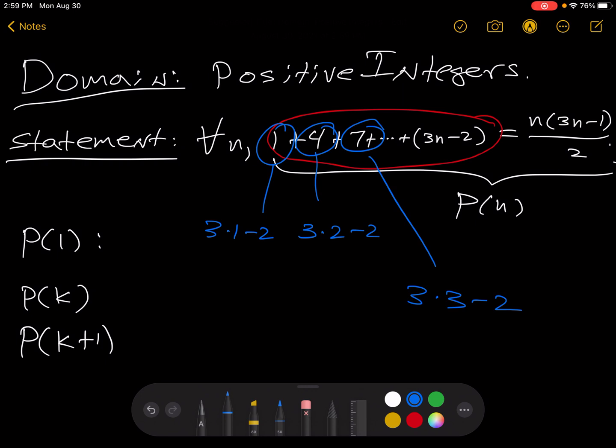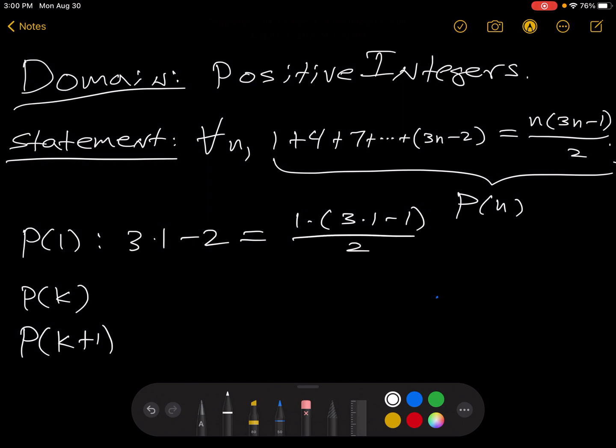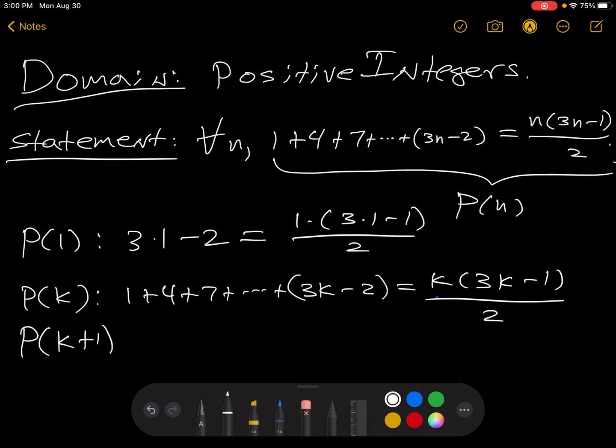Okay, so P of 1 is just 3 times 1 minus 2 is equal to 1 times 3 times 1 minus 1 all over 2. That's P of 1. P of k is replacing the n with a k. So that's that.